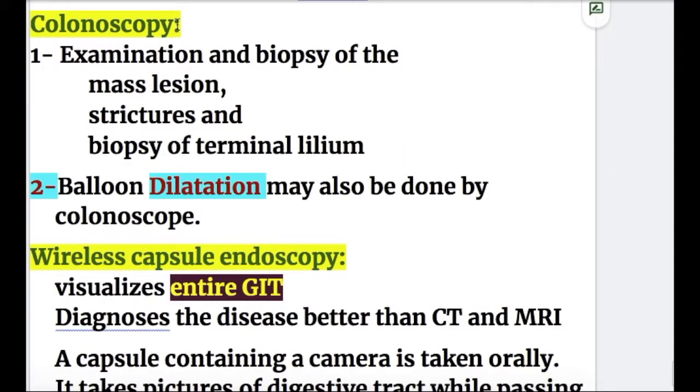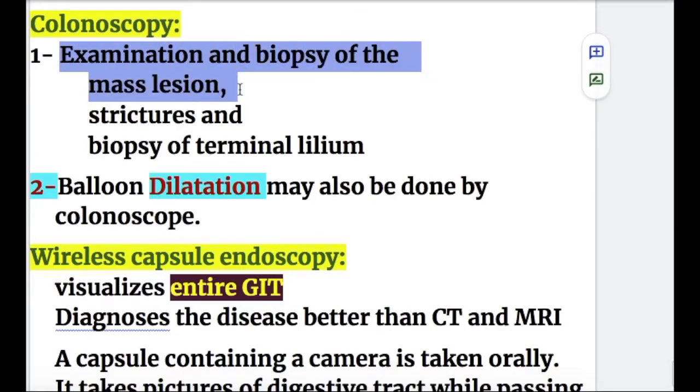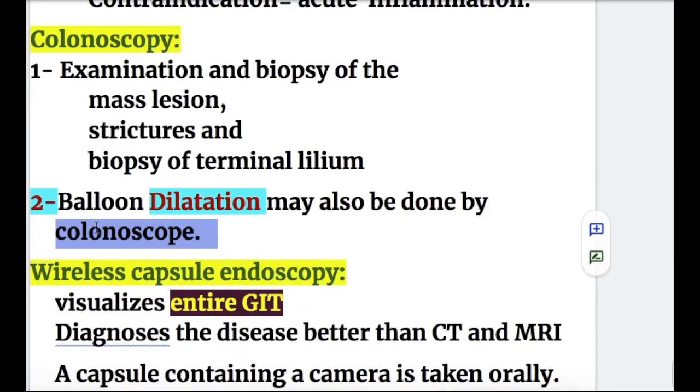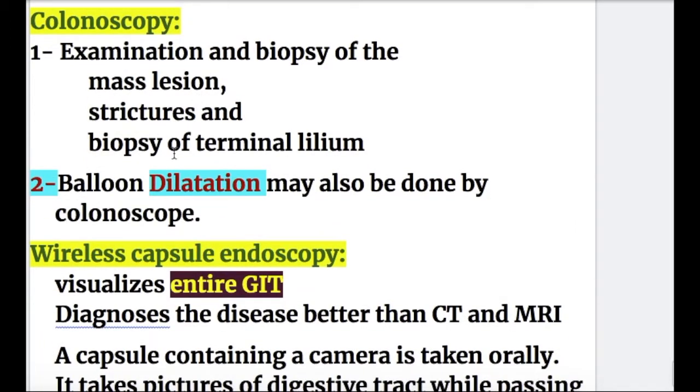Now, colonoscopy in Crohn's disease. So what does colonoscopy do? It does examination and biopsy of the mass lesion, strictures, and biopsy of the terminal ileum. Number 2, balloon dilation may also be done by colonoscopy. So balloon dilation may be done by endoscopy and colonoscopy, not done in acute inflammation.